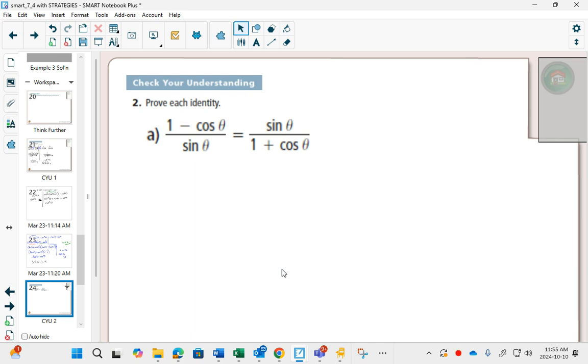Our main strategy was change things to sine and cosine. I'll draw the line. Can you see that they are already sine and cosine? Second part of our main strategy was get a single fraction on both sides. It's already a single fraction.